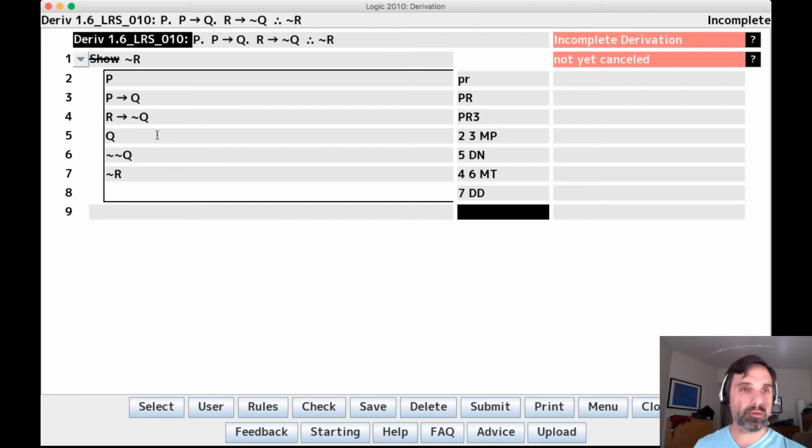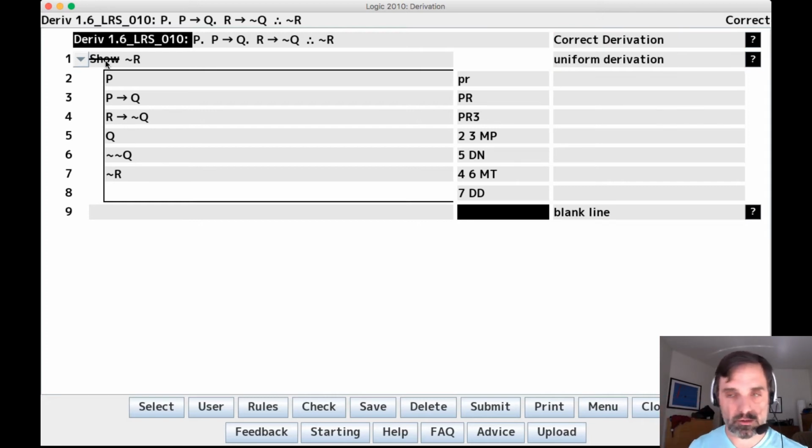And now two things happen. The show line gets crossed out or canceled, and a box gets placed around all the stuff beneath the show line. So don't worry about what's going on with the box right now. The canceled show line means that we are no longer trying to show it. We have succeeded in showing it. And if we check it, it now says correct derivation.